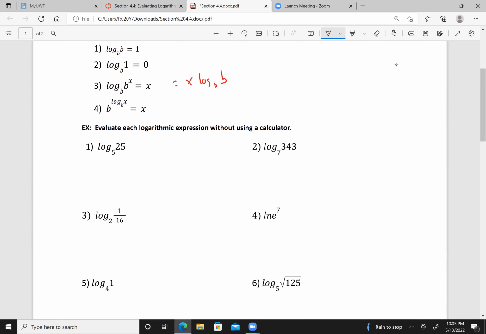So let's look at some of these. So log base 5 of 25. Well, 25 is 5 squared. We have log base b of b to the x, where x is 2. So this is simply 2. Likewise, log base 7, and this is 7 to the third. This is simply 3.